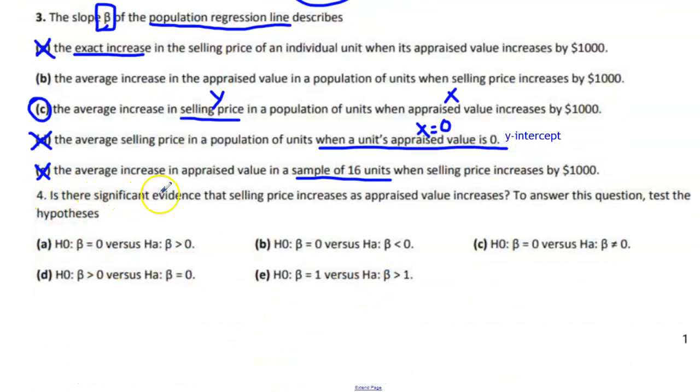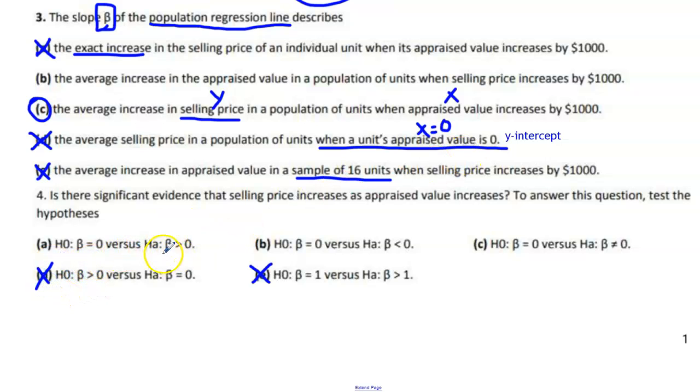For question 4, is there significant evidence that selling price increases as appraised value increases? To answer this question, test the hypotheses. Well, let's look at the hypotheses and figure out which ones are bogus. Beta equals 0, beta equals 0, beta equals 0. Those are all good for H null. Beta equals 1, we usually don't do that, especially when we're talking about slopes. Slopes are talking about, is there a relationship or is there not a relationship, right? So we're not trying to figure out whether beta is equal to 1. We're not looking for a specific relationship. We're just looking for whether there's a relationship in the first place. Beta is greater than 0. We never have greater than in our H null, so that's no good.